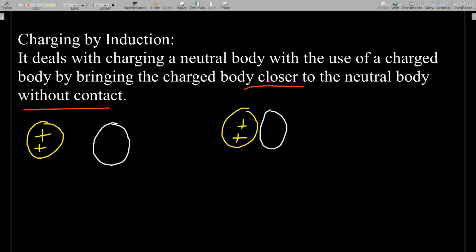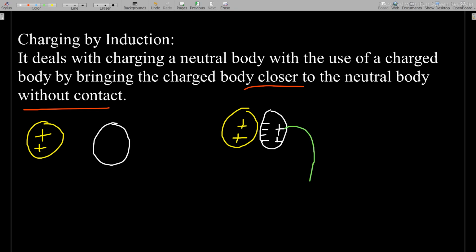Once you do this, you can see that all the negative charges here will be assembled at one side, closer to the positive charge, and the positive charges will be repelled away. That is why in the first slide I said that like charges repel each other, unlike charges attract. Now, once you see this happening, what you have to do is what we call grounding.